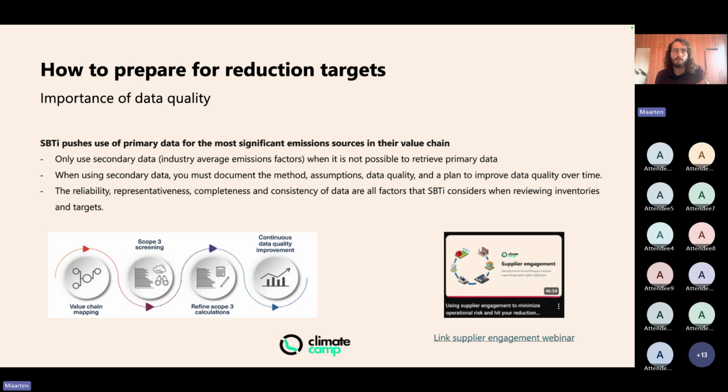And this is something important to take into account because the reliability, the representativeness, completeness, and consistency of your data, your GHG inventory, are all factors that SBTi is going to consider when they are reviewing your inventory and when they're reviewing your targets. I also did a webinar in the past on supplier engagement and how it can help improve primary data share. I've linked it here and I will send the slides after the webinar as well. So improve the use of primary data when you can to work with more realistic and more representative numbers.